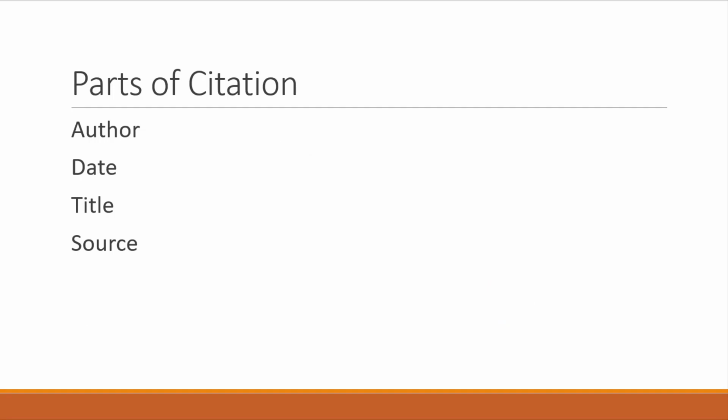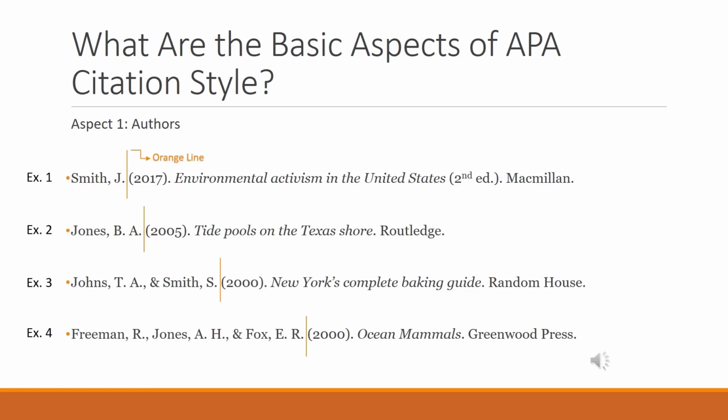What are the basic aspects of APA citation style? Aspect 1. Authors. References in APA are often broken up into two parts: how to represent the author or authors, and then the rest of the citation. As I go through this tutorial, I will separate the sections of an APA reference with an orange line following the section. Understanding how to represent the authors of a work is your first big hurdle in finishing a citation.